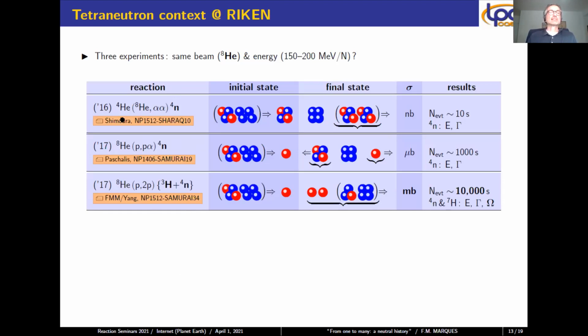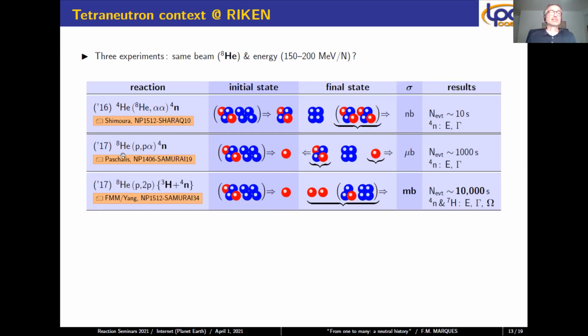So in this case, this is the same experiment as Kisamori, but with better conditions. So again, this is helium-8 beam on helium-4, double charge exchange. We measure the 2 alphas, and we obtain the tetraneutron by missing mass. So helium-8 on alpha, tetraneutron, and then we detect the 2 alpha particles. This here represents the detection.